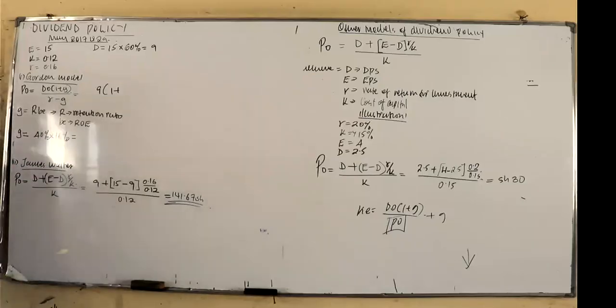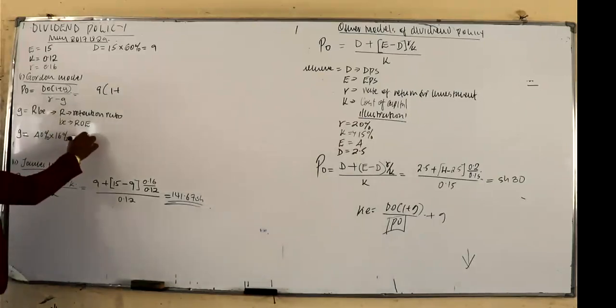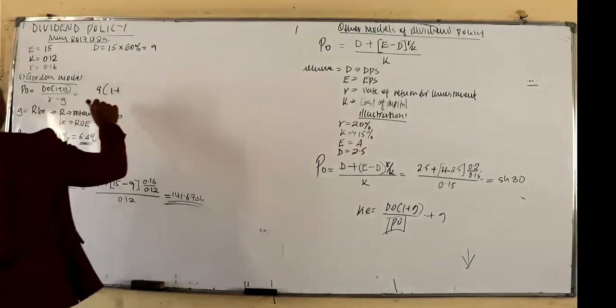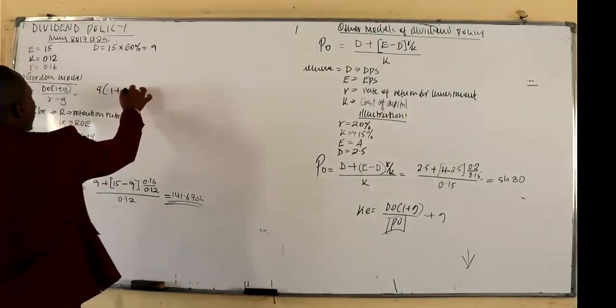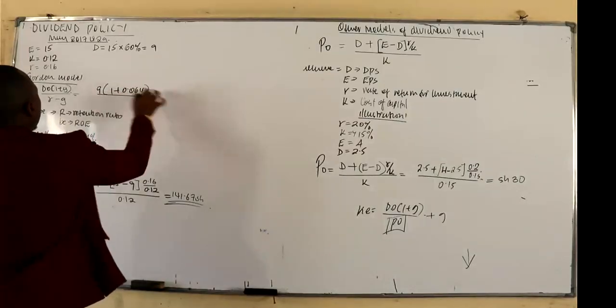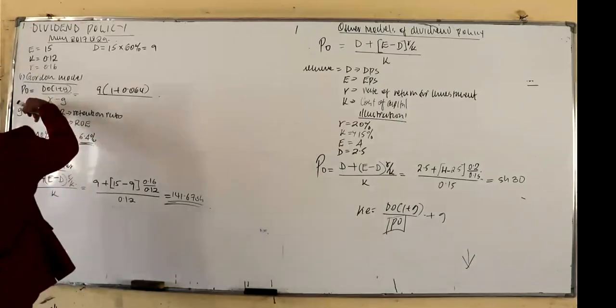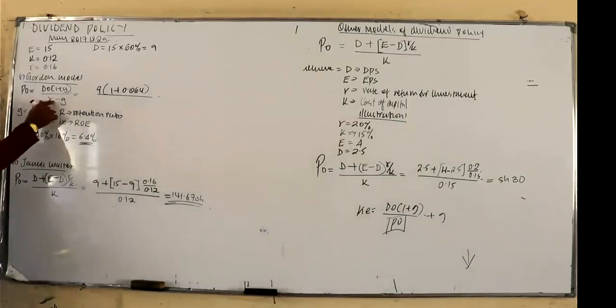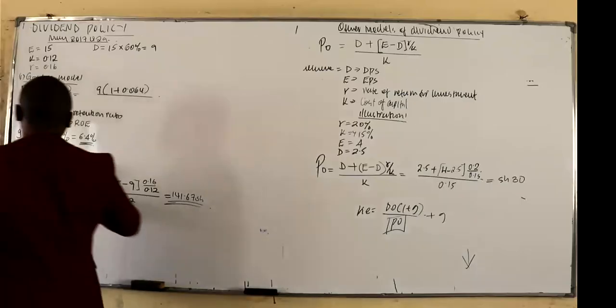So how much is the growth rate? Yes, 6.4%. Good. So it's D0(1+g), which is 0.064. Now R in this case, what is R? Don't confuse it with James Walter.